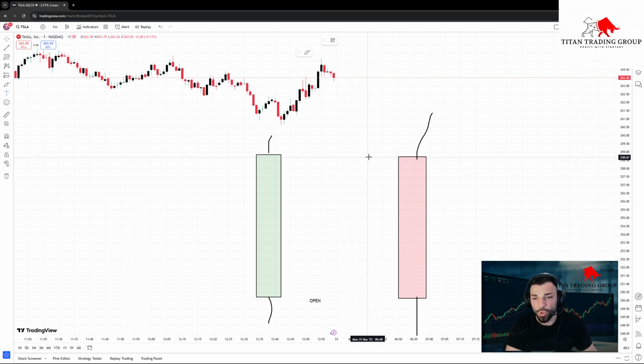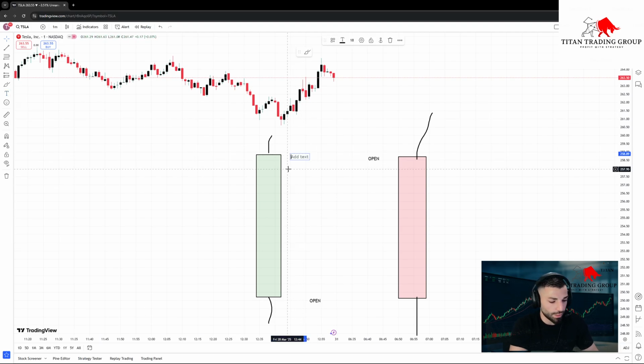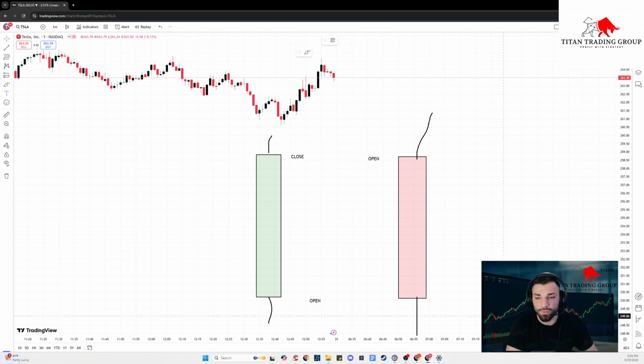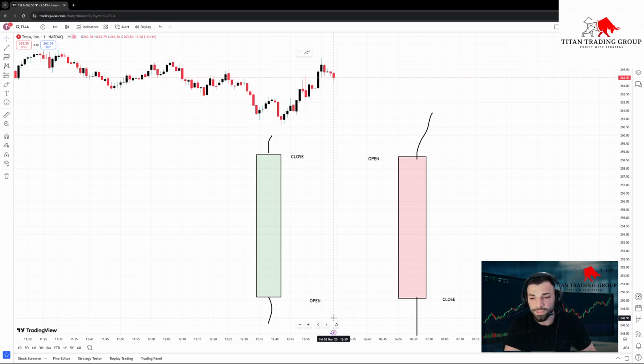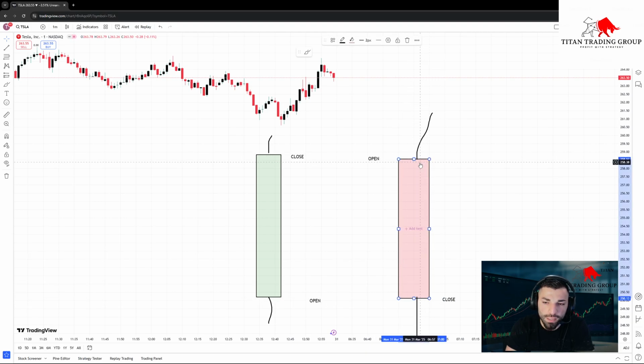On a red candle, the open is at the top. Okay? The close of the green candle is at the top, and the close of the red candle is at the bottom. Okay? And then the wicks. The wicks just really show that the candle went in that direction and went below that direction, and by the time the candle closed, it formed here. So we like to call this the body, and then these are the wicks.